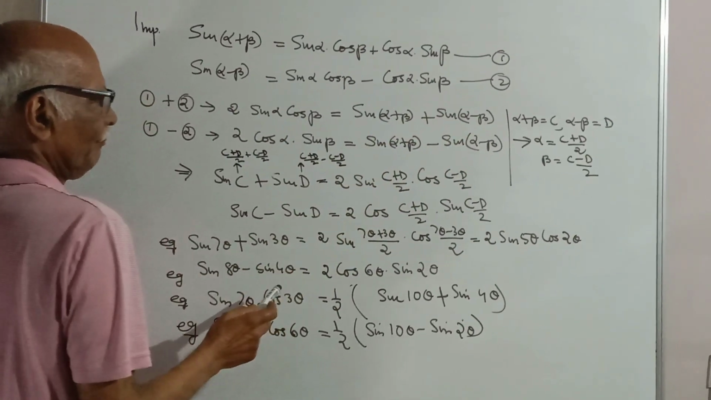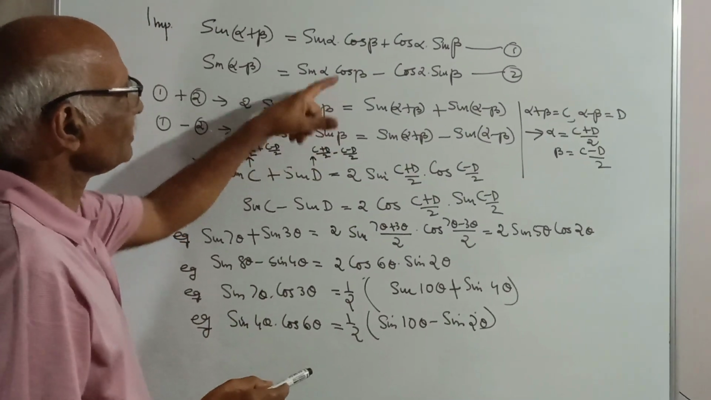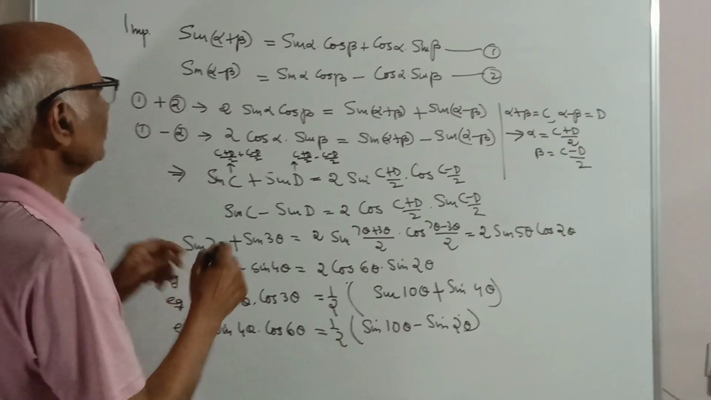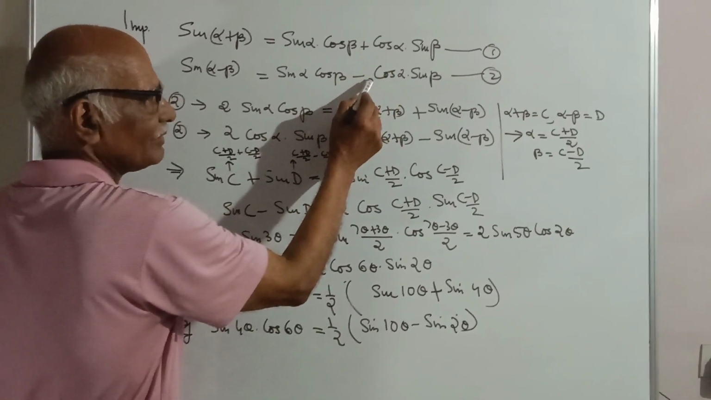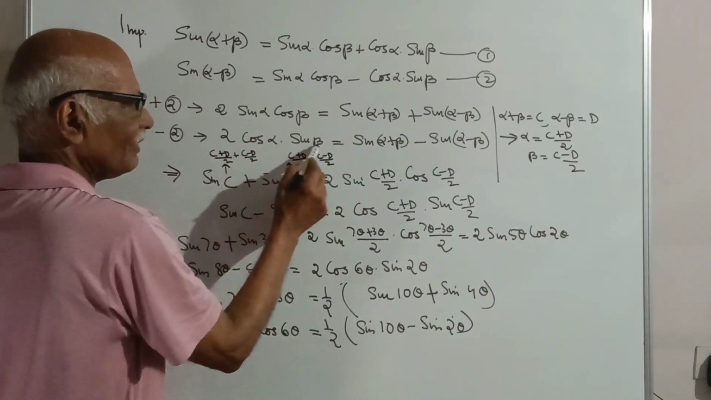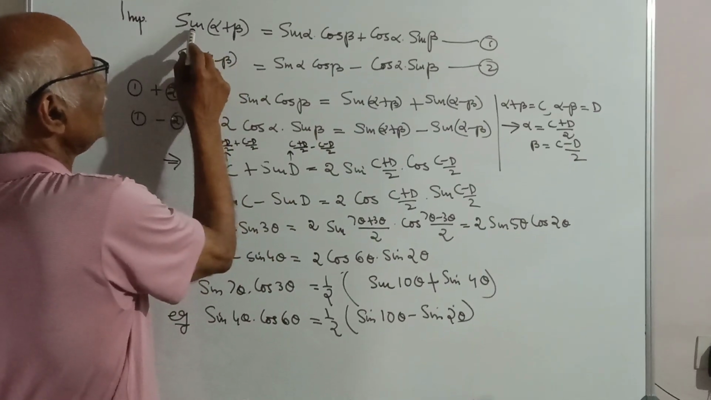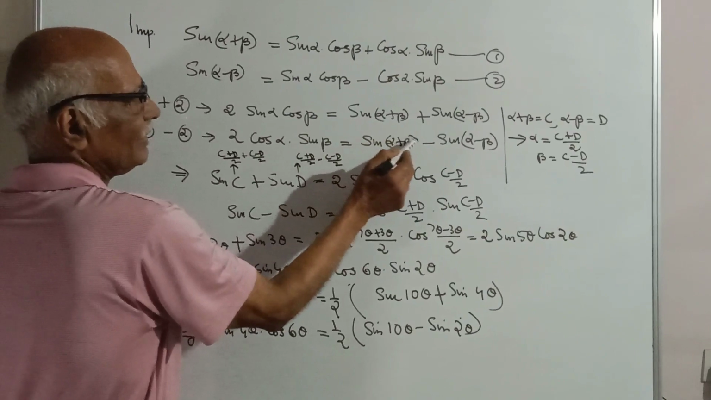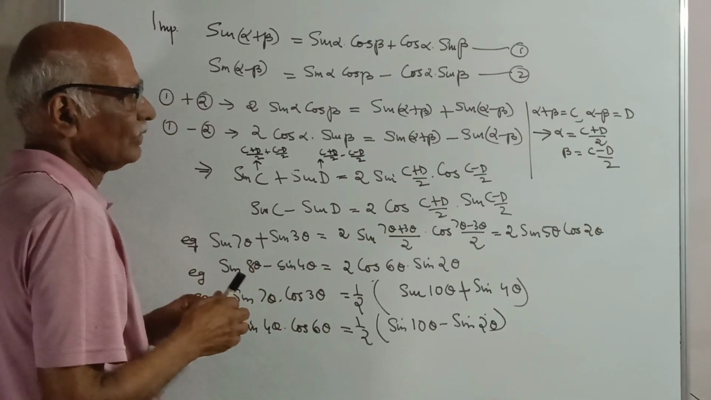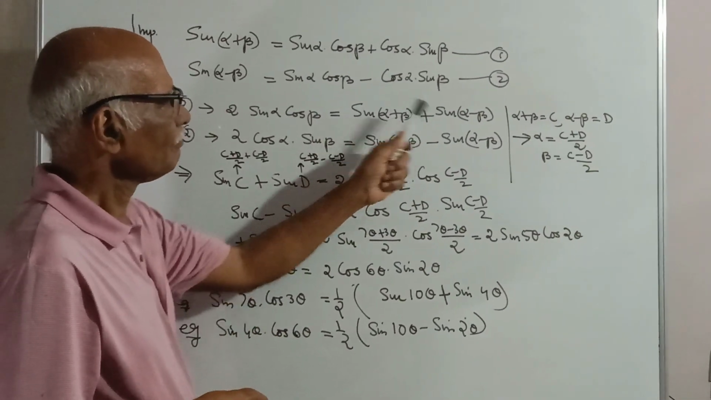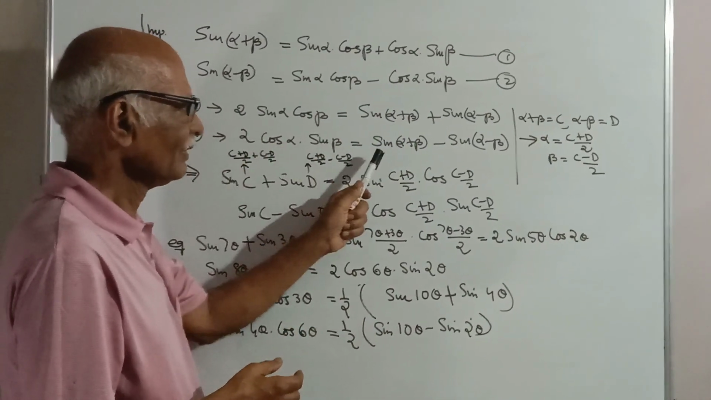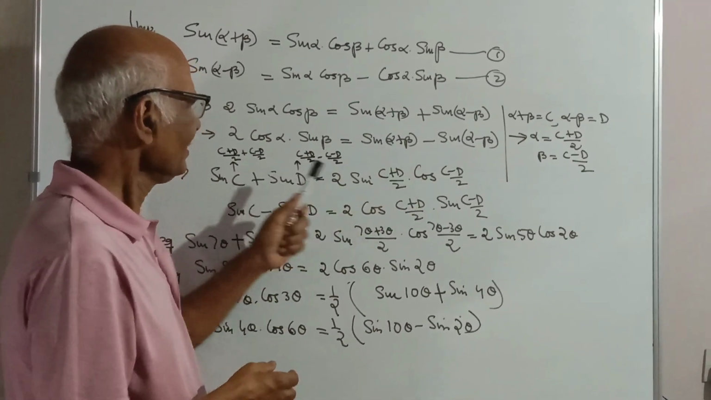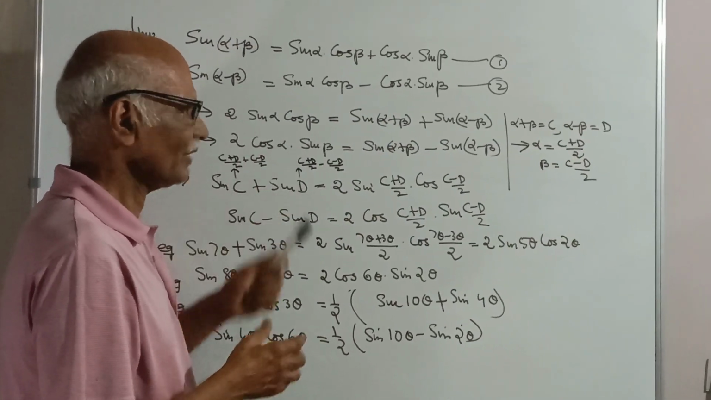Now if you subtract 2 from 1, you are getting cos alpha sin beta plus cos alpha sin beta. It is 2 cos alpha sin beta. On this side it is sin (alpha plus beta) minus sin (alpha minus beta). So you can see sin plus sin takes the form 2 sin cos. Sin minus sin takes the form 2 cos sin.